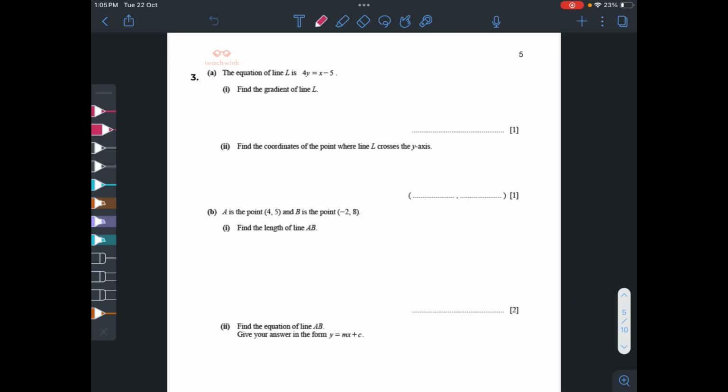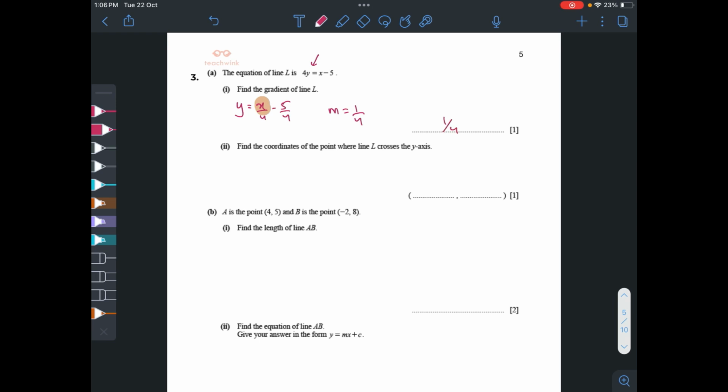The equation of line L is 4y equals x minus 5. Part 1 says find the gradient of line L. All you need to do is rearrange this equation. Take the 4 to the other side. This is going to become y equals x over 4 minus 5 over 4. Now, the gradient is always the coefficient of x, so the gradient is going to be equal to 1 over 4. That's your answer. That's 1 over 4.